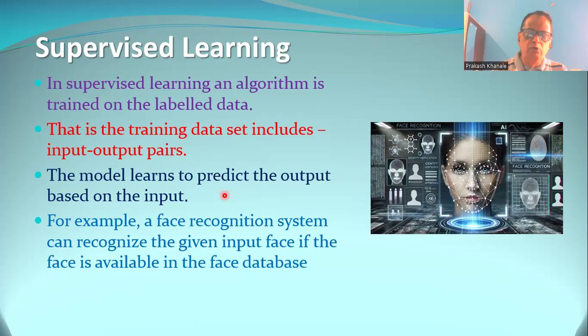So whenever we give appropriate training of 10 faces to the machine, and then if any new face comes in, it can identify the face. For example, as I said, in a face recognition system, one can recognize the input face if the given face is available in the face database. Of course, the condition is that the face must be available in the given face database.